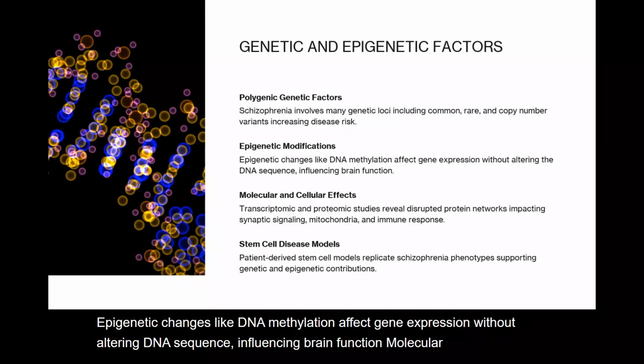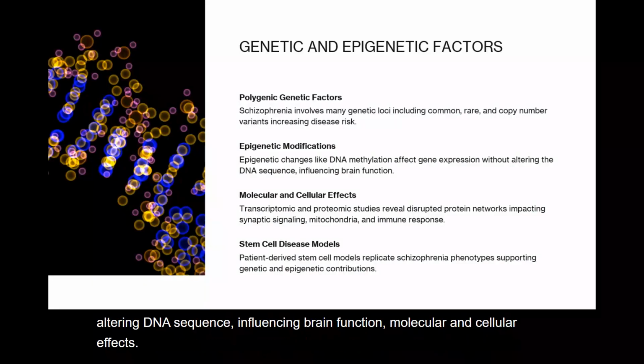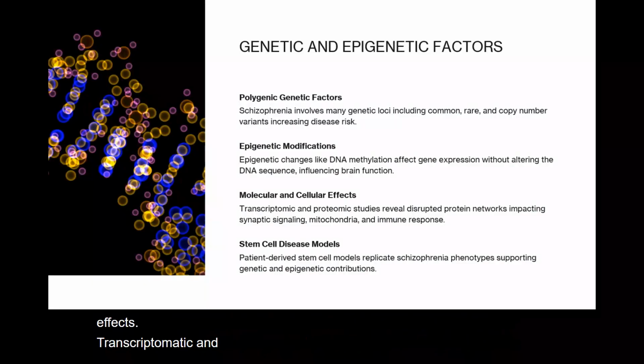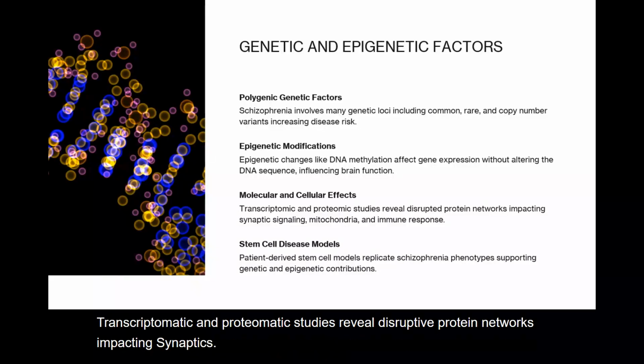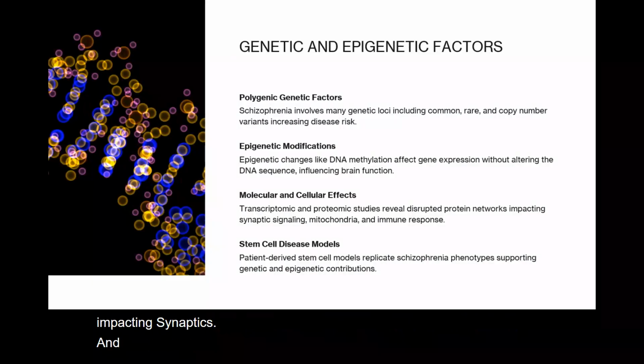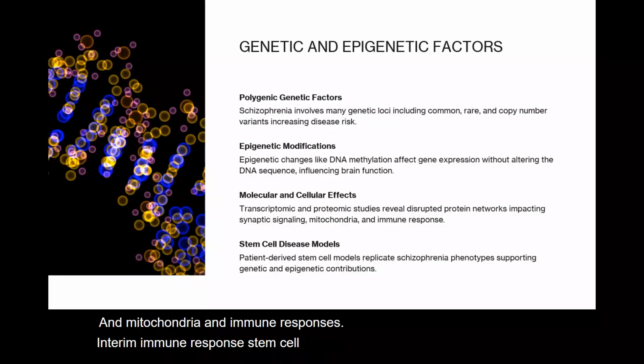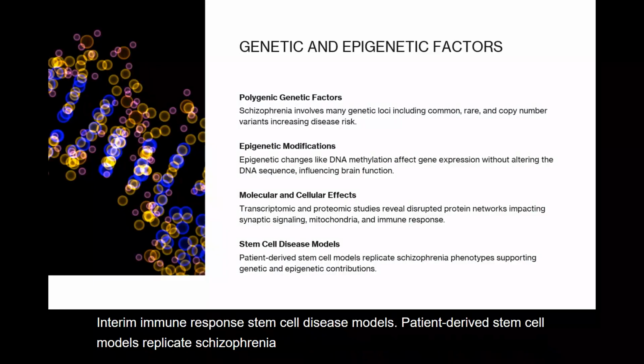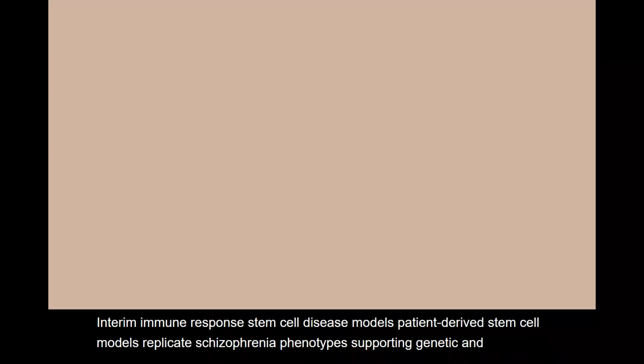Molecular and cellular effects. Transcriptomic and proteomic studies reveal disrupted protein networks impacting synaptic signaling, mitochondria, and immune responses. Stem cell disease models. Patient-derived stem cell models replicate schizophrenia phenotypes, supporting genetic and epigenetic contributions.